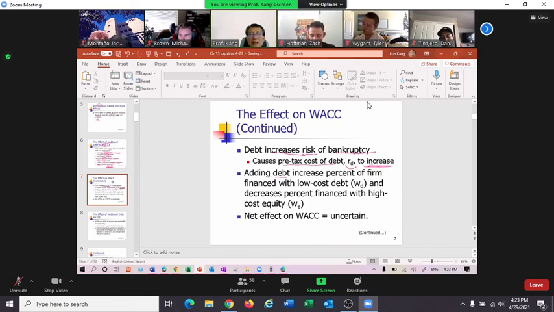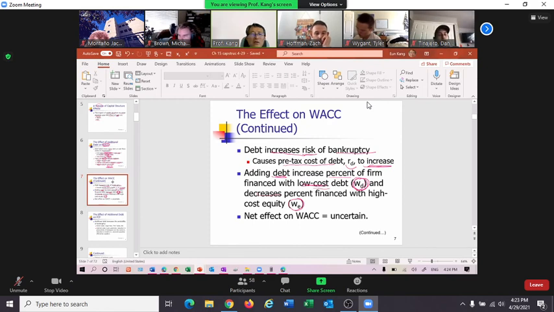Also, adding debt increases the percentage of the firm financed with low-cost debt, that weight, right? If you add more debt, then WD will go up, okay? More debt, and it decreases the percentage financed with high-cost equity, the weight of equity. So in this case, low-cost debt is higher than what? WACC will go down, right?